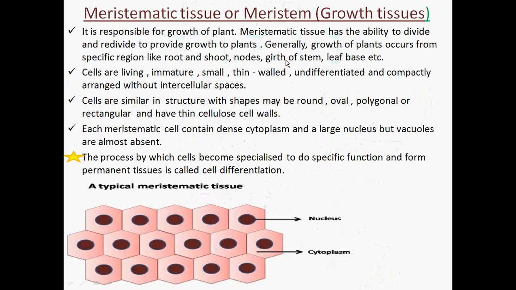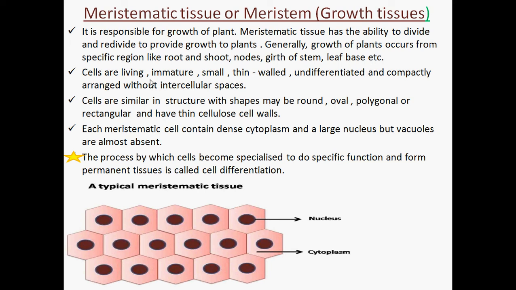Now students, the girth of the stem is the diameter region, or you can say the circular region of the plant. If we cut a cross section, the thickness that increases is what we call the girth of the stem. And similarly the leaf base, you know about the base of the leaf.